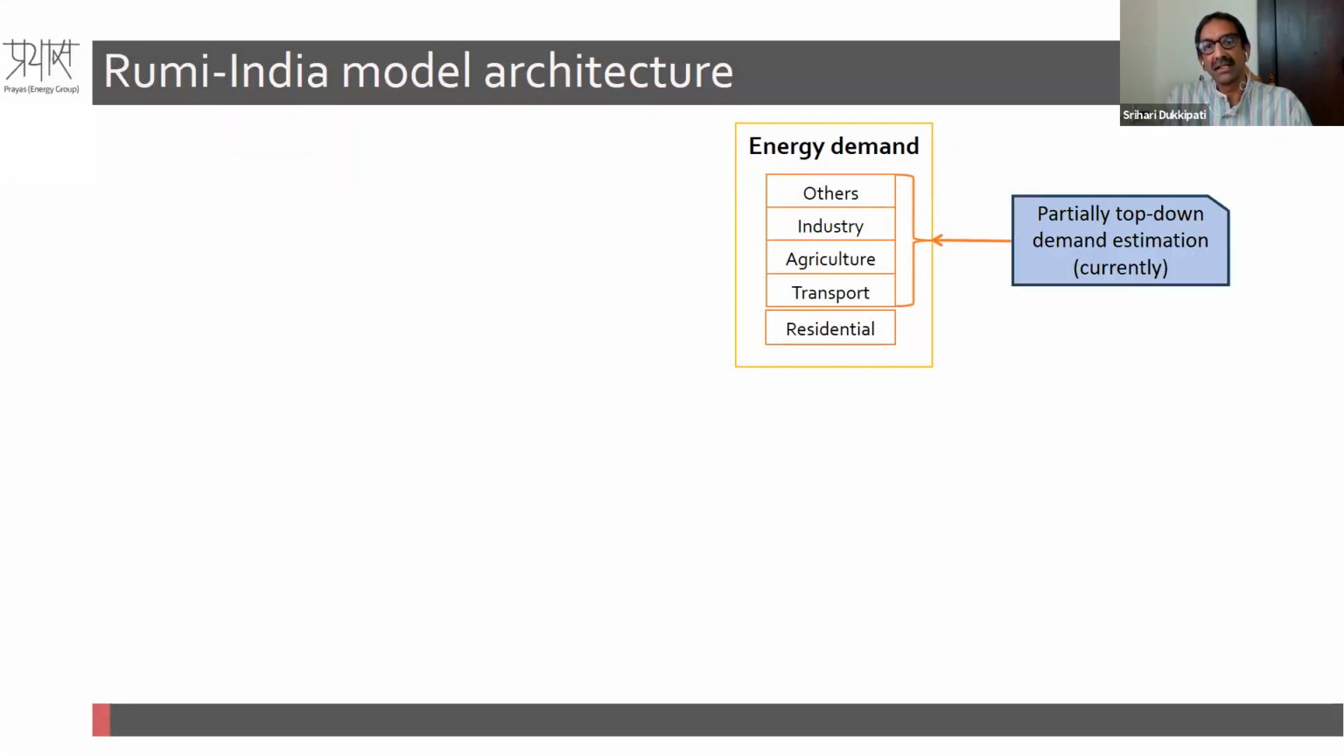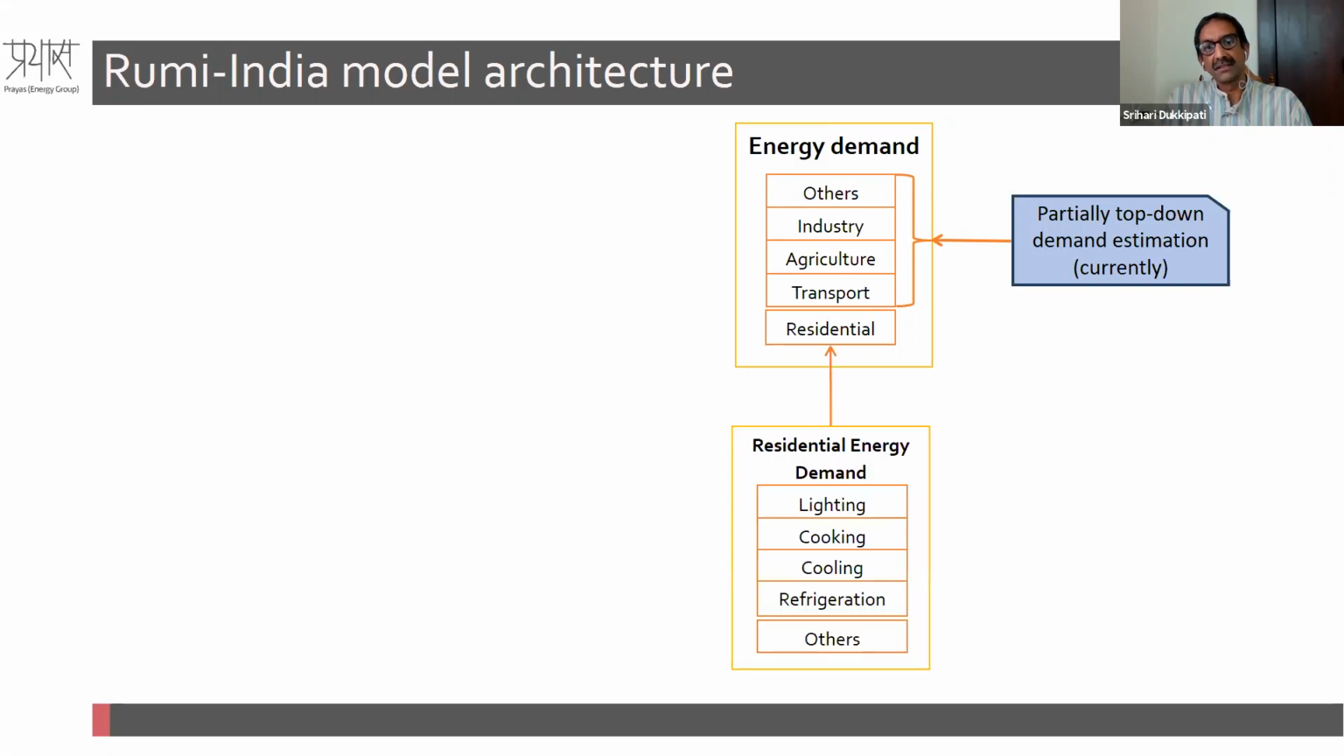Apart from residential, all the other sectors are partially top-down in the sense that they are estimated based on GDP projections into the future, and some elasticity based on those GDP projections. And apart from that, we've also made adjustments to incorporate past trends as well as take into account certain changes that we see happening in the energy sector going forward, and then estimated the demand accordingly.